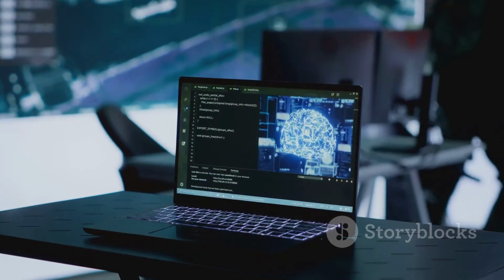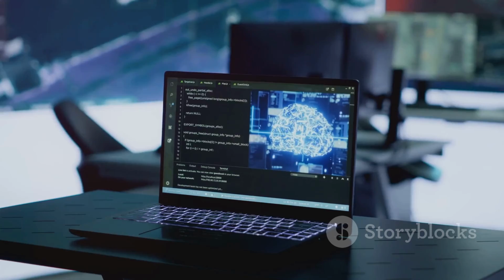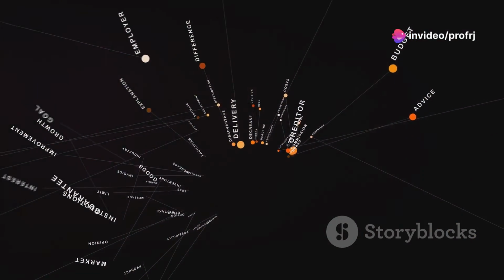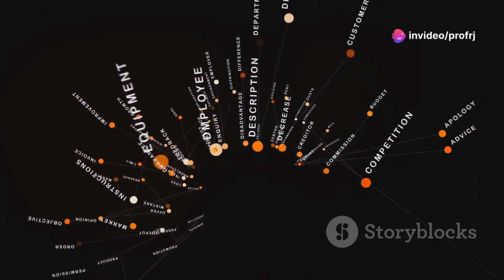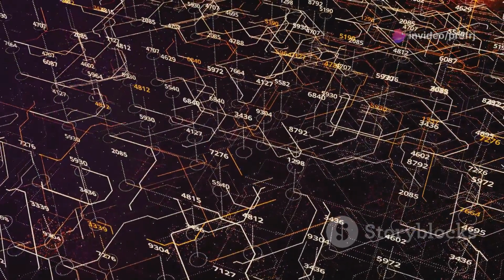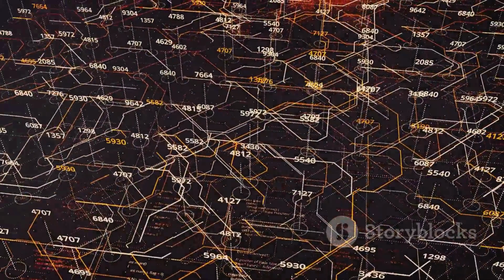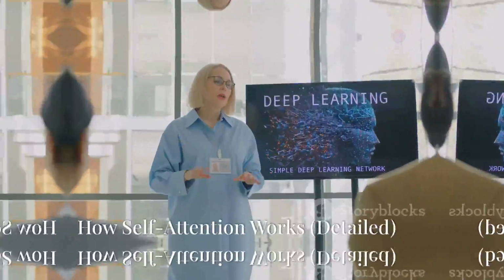One of the key innovations of the transformer model is the self-attention mechanism. In self-attention, each word in a sequence looks at every other word to understand context. This allows the model to capture long-range dependencies and relationships between words, even if they're far apart in the sentence.